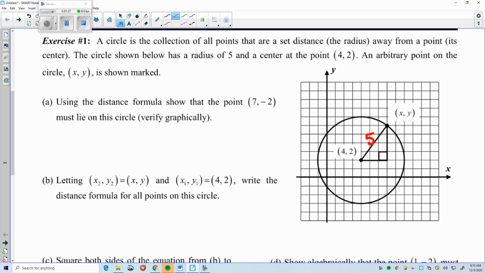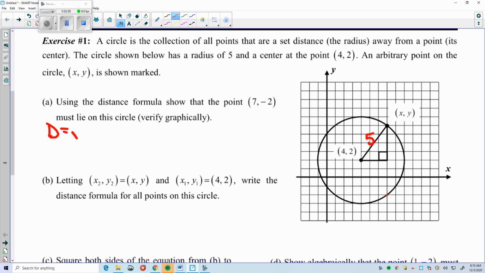So we're going to use the distance formula from up above. We're going to show that the point (7, -2) has to lie on the circle. The first thing we're going to do is verify that graphically. So if you were to count over 7, 1, 2, 3, 4, 5, 6, 7, and down 2, I can definitely show you that that point is on the circle. And so if it's on the circle, we should be able to use the distance formula up above to show that this would work.